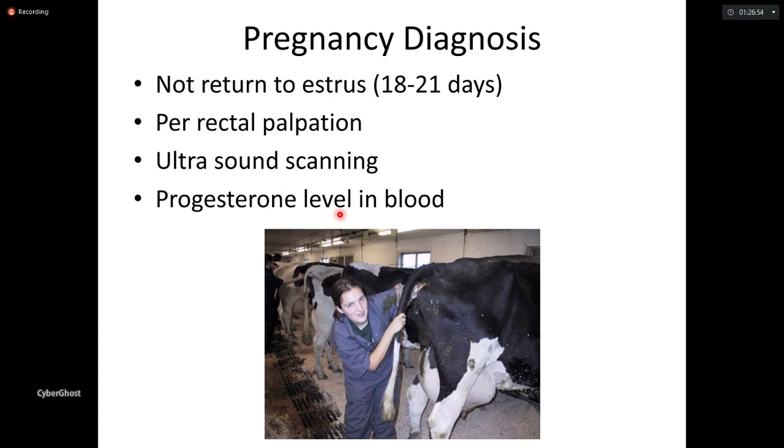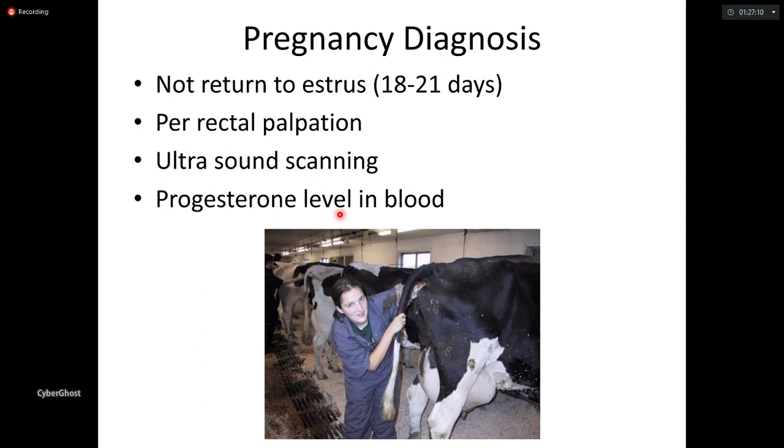It is the same for these dairy cows. Maybe 18 to 21 days, they also have a cycle. So if they are not coming to estrus within that particular time period, that is one observation.